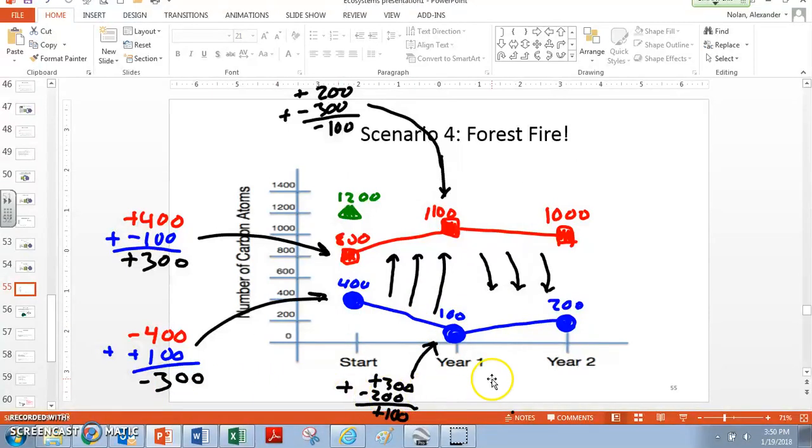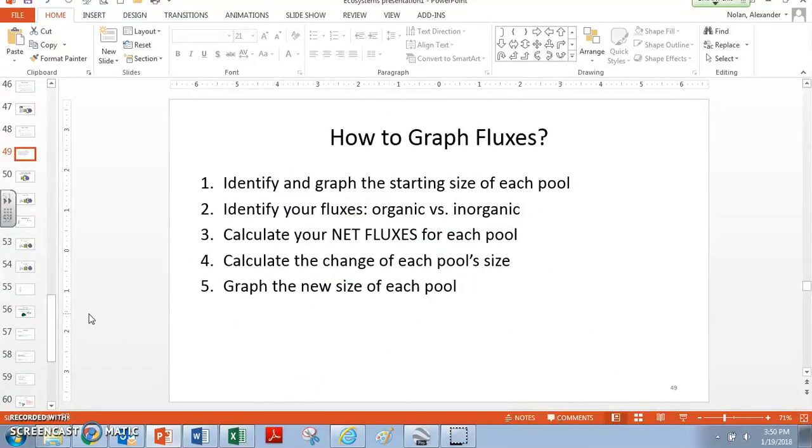So I hope that this was enlightening. This helps you to see how you're supposed to figure out fluxes for these graphs. The important thing to recognize and to remember is that if we're graphing fluxes, just identify and graph the starting size of each pool. I was doing that for you with the 400, 800, 1200, and it depends what is given to you. The starting size won't always be the same. It depends on what's given to you.